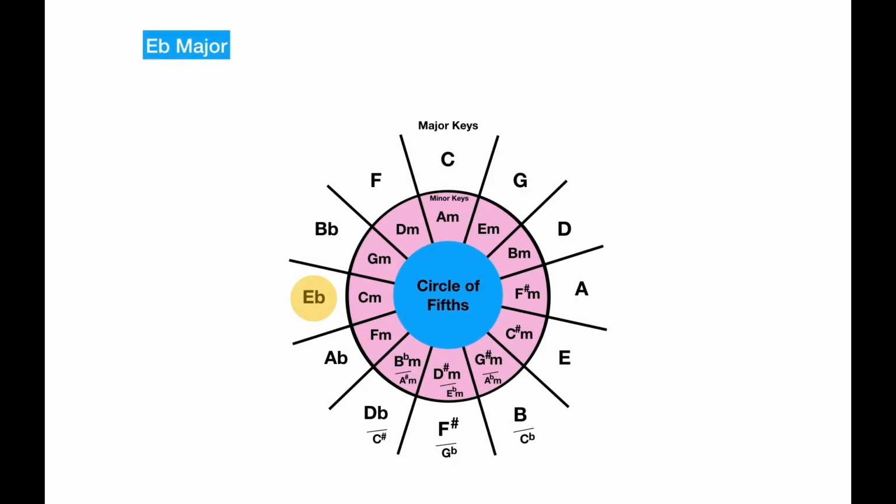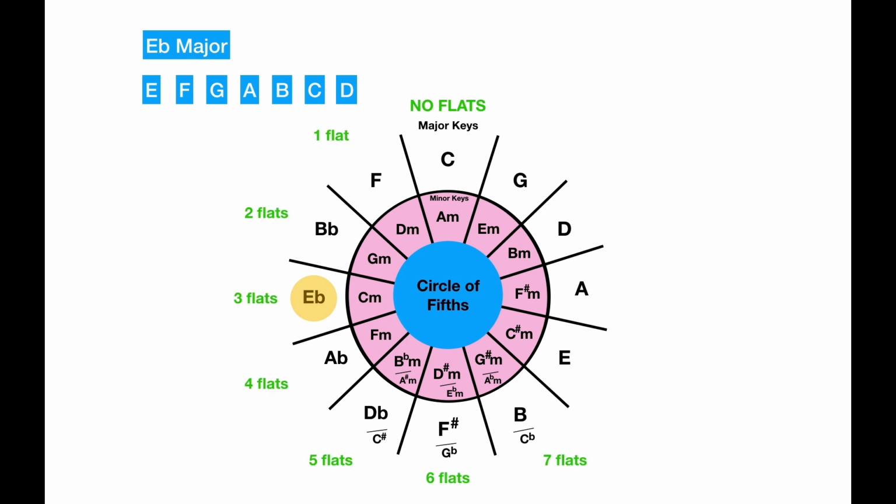Next up, we have the E flat major. So first up, we look for the E flat in the outer circle, there it is. We are then going to write down the 7 notes of the scale, E, F, G, A, B, C and D. So now we need to work out how many flats are in this scale. Well, we know that the C has no flats in it, and then we add a flat to each note as we go anti-clockwise around the circle.